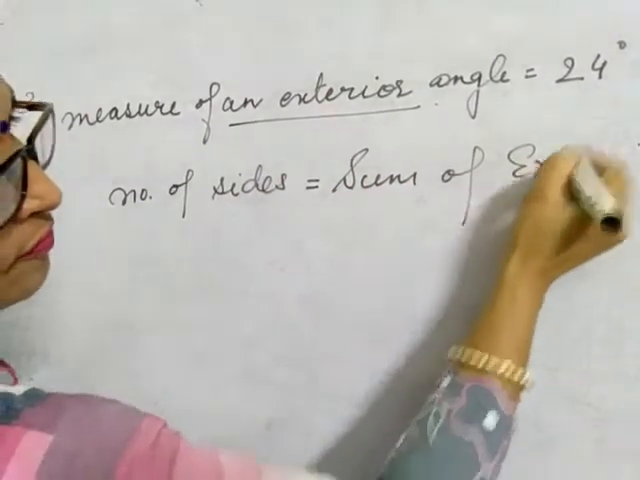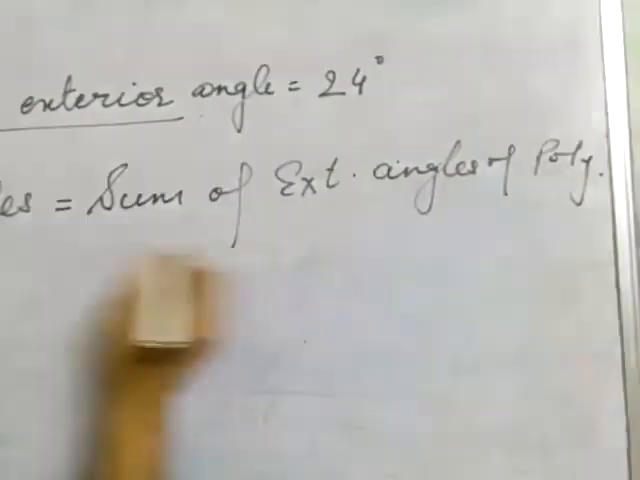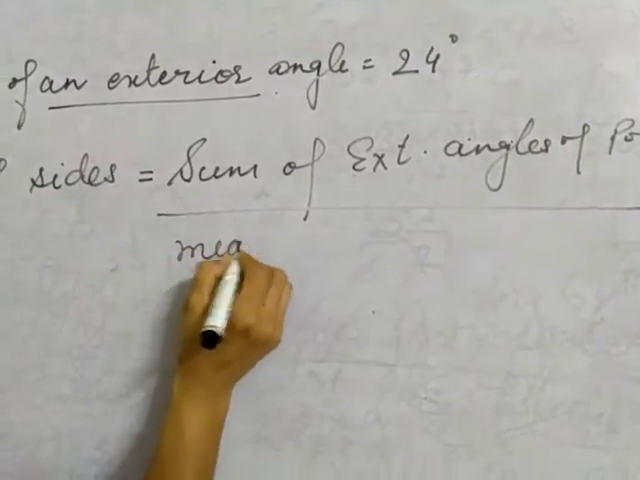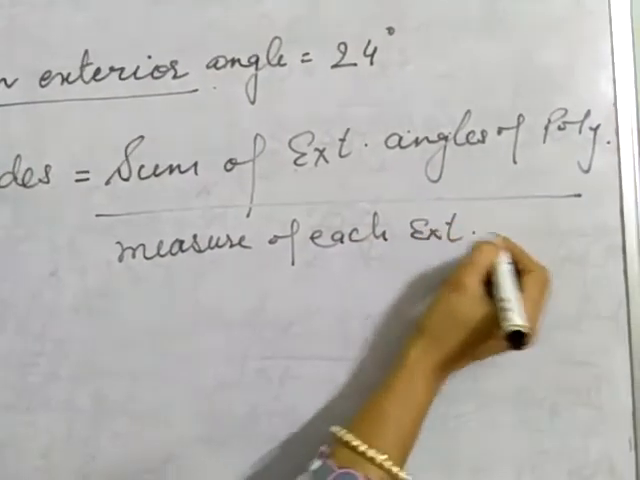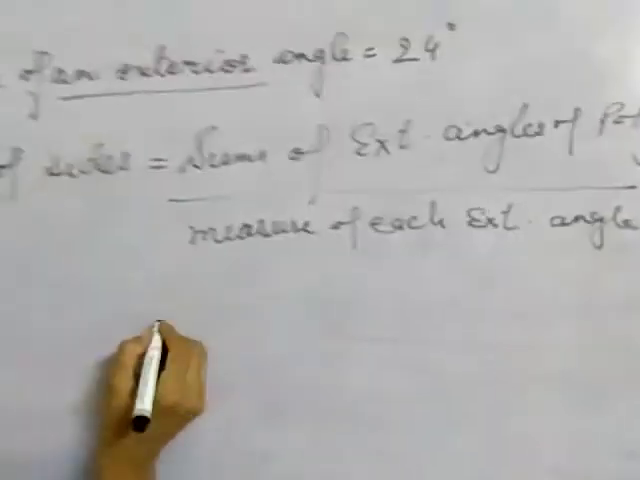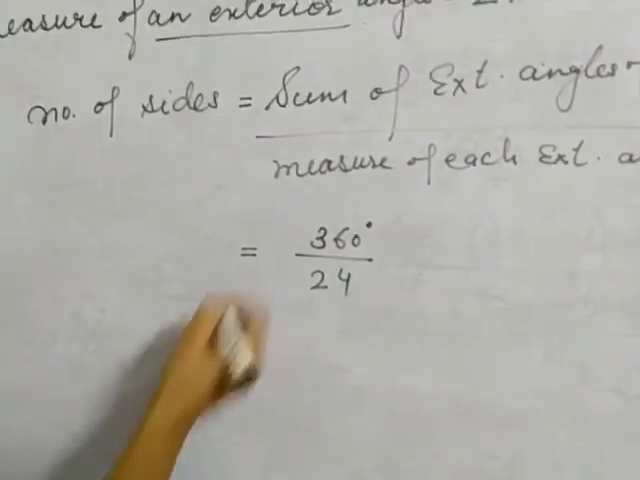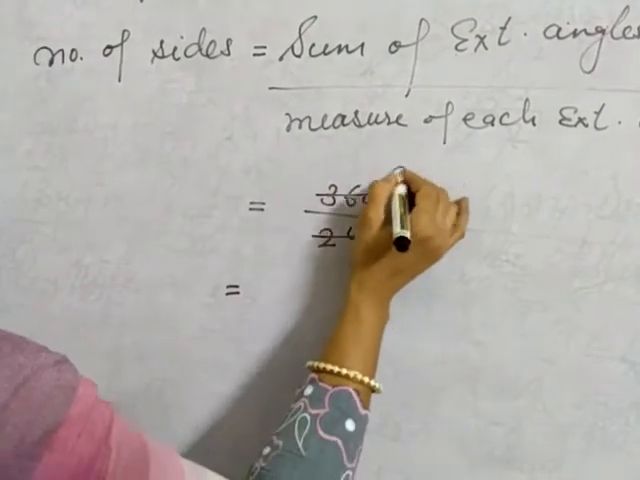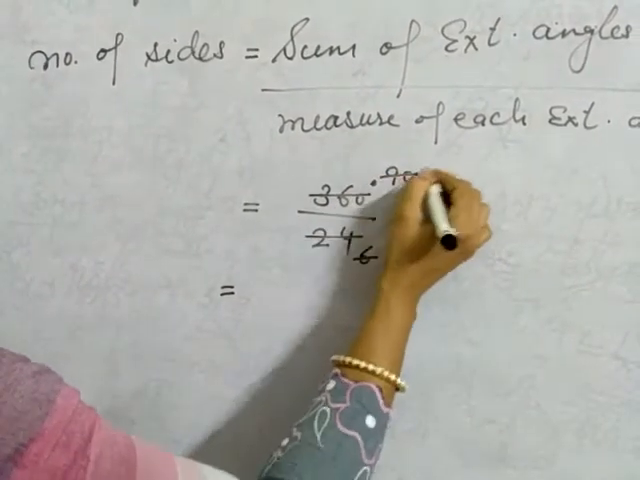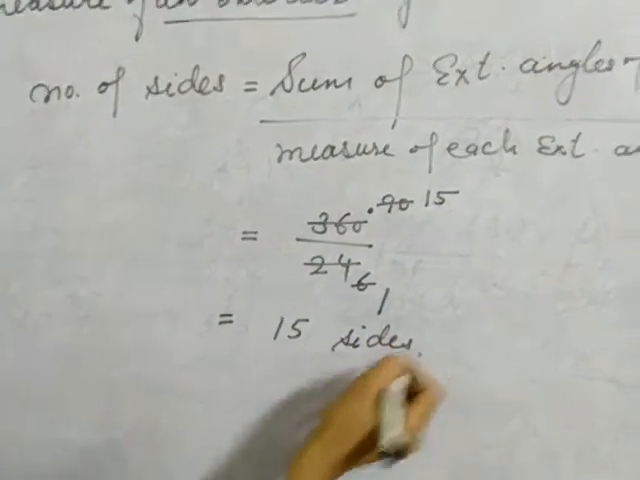Sum of exterior angles of polygon divided by measure of each exterior angle. So that's equal to, sum of exterior angles is always 360 degree. Now each exterior angle was given to you as 24. So do the calculation. It's divisible by 4 and now by 6. So the number of sides is 15 sides.